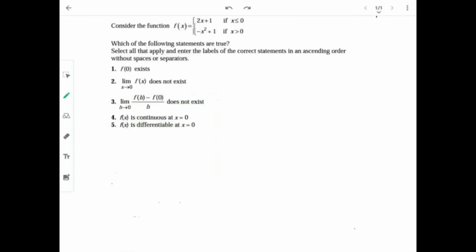Okay, so for question 20, it's basically the same thing. So first you find out if it's continuous. So the function at 0 minus leads to 2 multiplied by 0 plus 1, which is 1. But at 0 plus, from the right, it leads to minus 0 squared plus 1, which is 1. So it is continuous, but it doesn't mean that it's differentiable yet, so you have to check that.